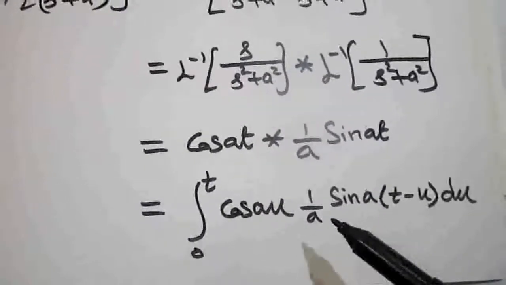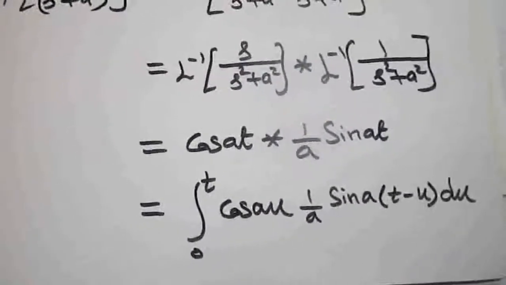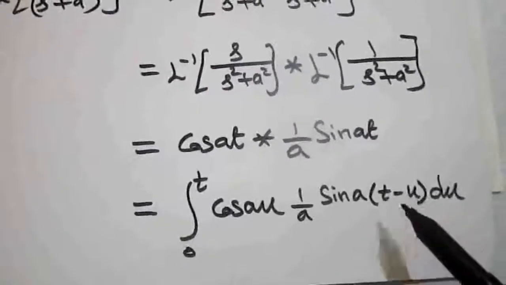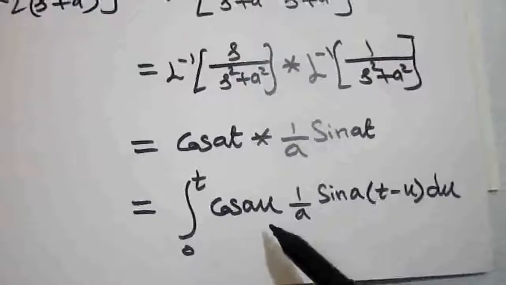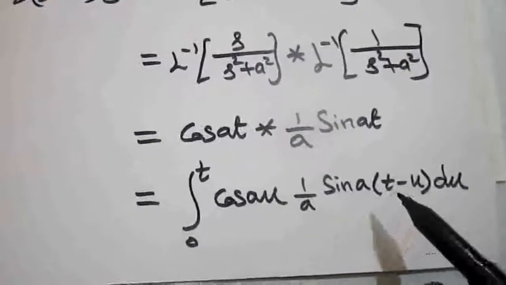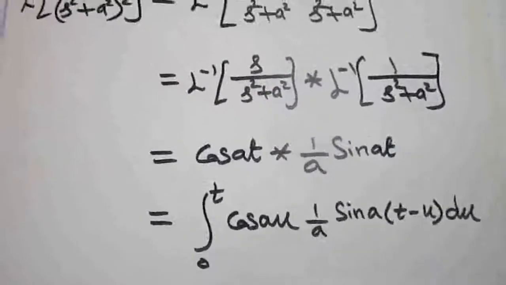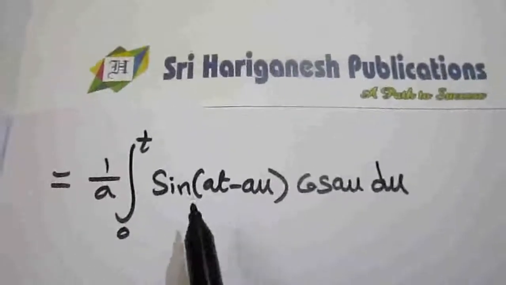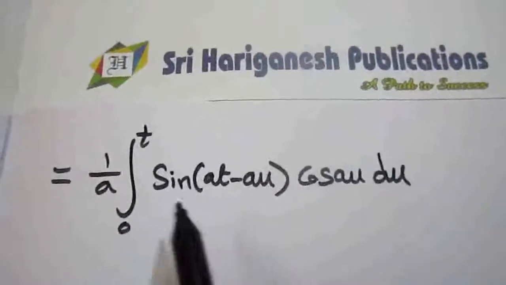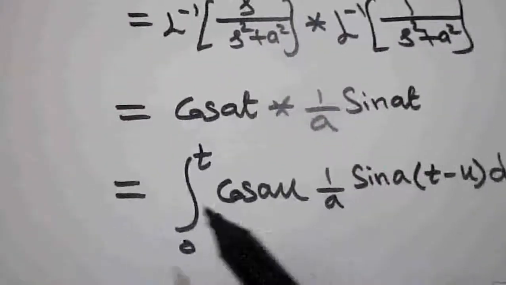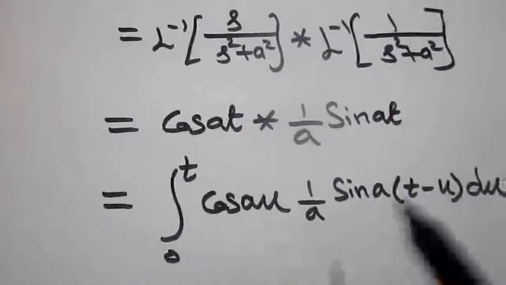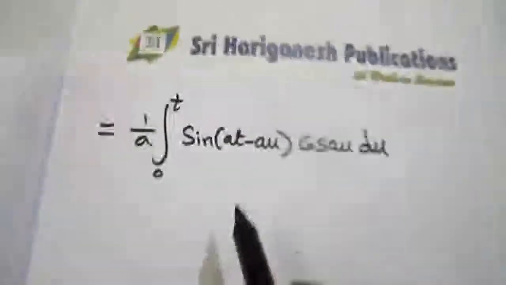Now I want to integrate, and then we will get the answer. But you see, in the second term it is sin a(t minus u). I am going to write this as the first term and that as the second term, so I just interchange them. The first I took sine and the second I took cos, and I took 1 by a outside. So take 1 by a outside. First you write sin(at minus au), then you write cos au.